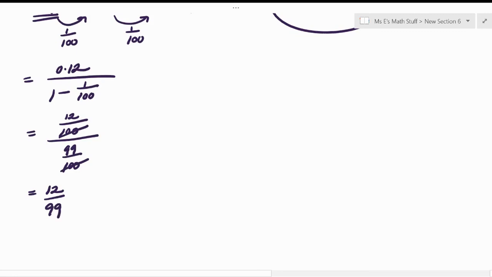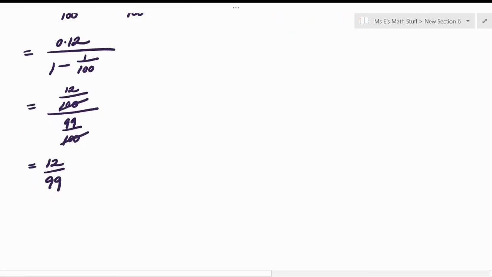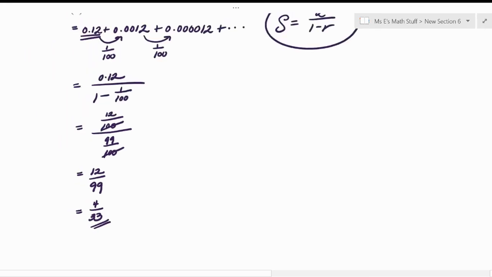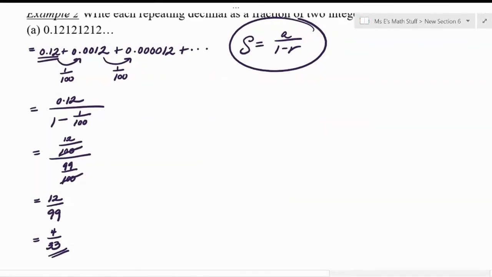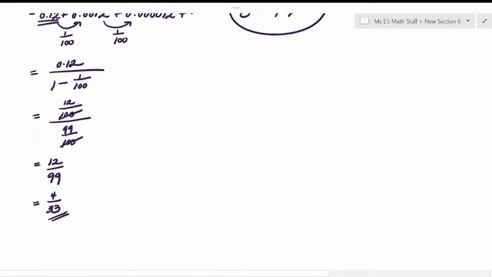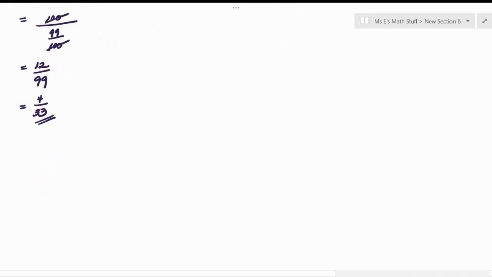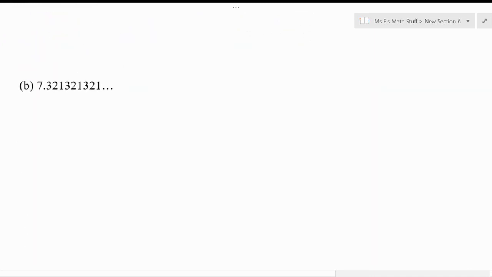And then before we quit, we're going to keep it classy by reducing our fraction. 12 and 99, both divisible by 3, so we'd be left with 4 divided by 33. There we go. So if you don't believe me, then grab your calculator and do 4 divided by 33, and you'll see that it is 0.12 repeating. There we go. All right, let's see how you do with part B.